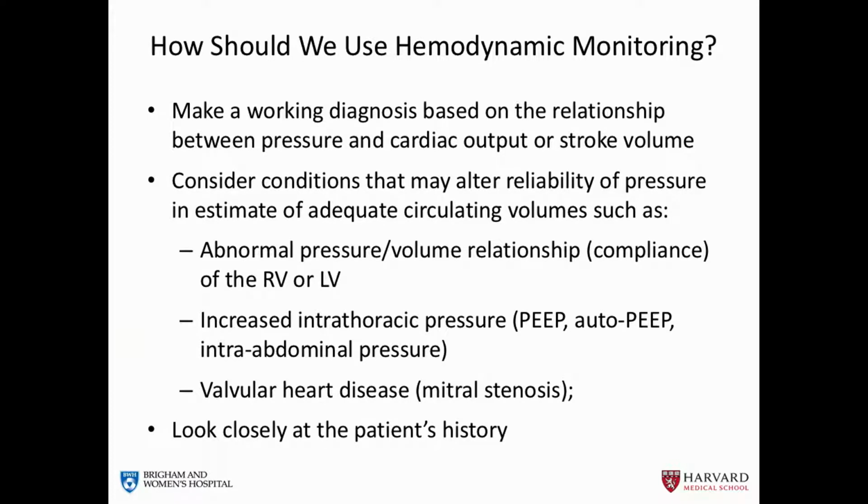You have to consider conditions that may actually alter the reliability of pressure as an estimate of adequate circulating volumes, and some of those include abnormal pressure-volume relationships, i.e. a poor compliance of the right ventricle or left ventricle. We have to consider increased intrathoracic pressure, such as when patients are mechanically ventilated and on positive end expiratory pressure or auto PEEP, as well as increases in intra-abdominal pressure and how those may affect flow through the thoracic cavity. We also have to consider valvular heart disease, specifically diseases like mitral stenosis. And I think it's really important, before you can truly interpret hemodynamic monitoring, to take a good look at the patient's history.